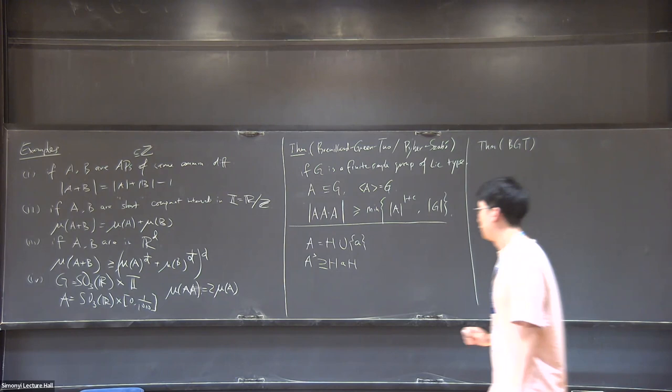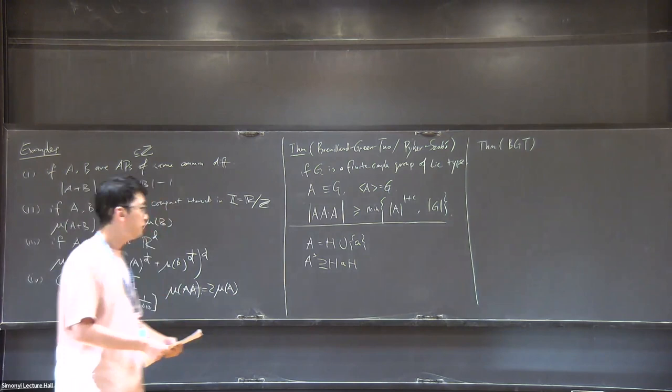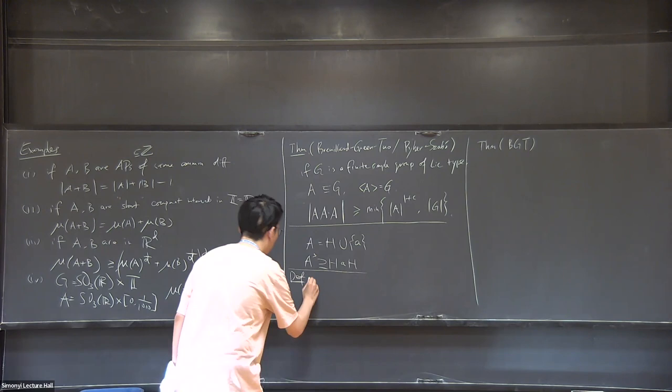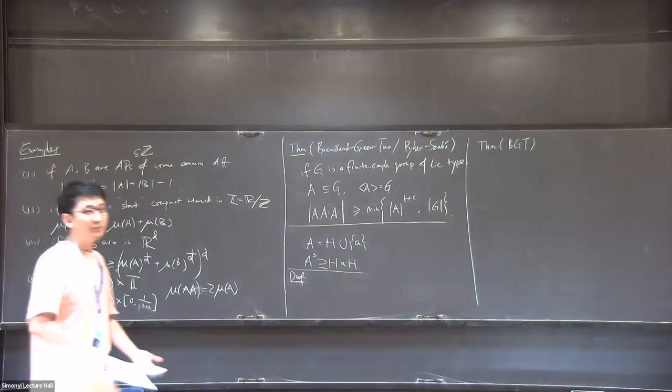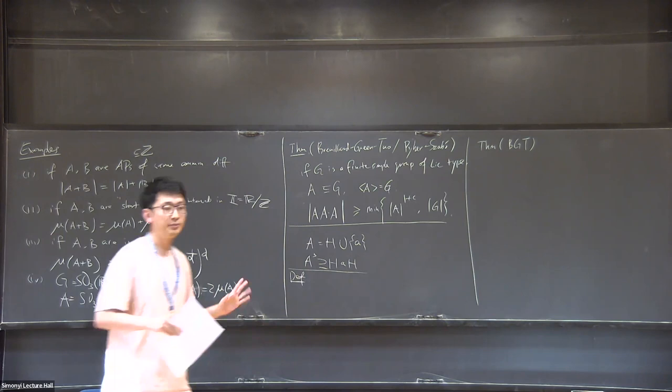Before that, I want to introduce a definition. Here I always mention A times A small or A times A times A small, but actually there's an easier definition called approximate group. With this definition, I want to make the subset whose product is small look like a group. For example, if A times A equals A, then A should be a group. So here I want to define this approximate group.